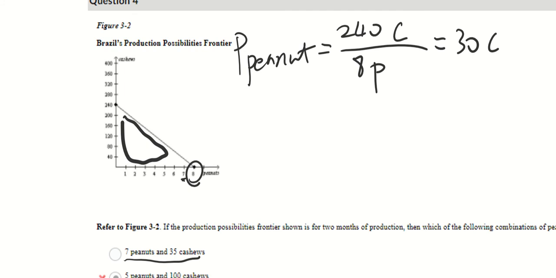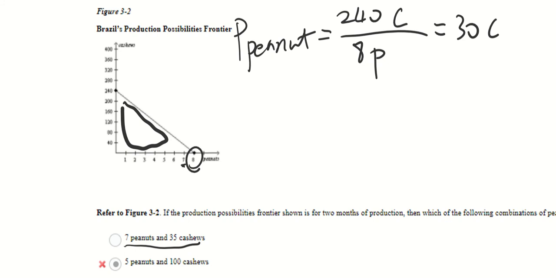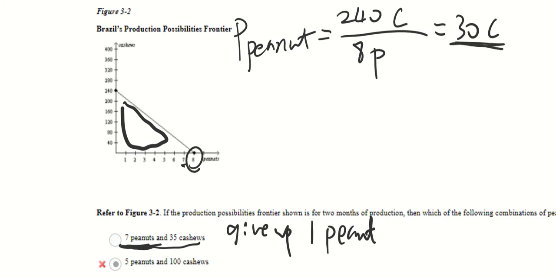Now, let's look at each one to see which of the combinations here is possible or not possible. So the country can produce a maximum of 8 peanuts. The first combination here is asking for 7, which means that we're giving up 1 peanut. And we said 1 peanut is equivalent to 30 cashew. That means if this country produces only 7 peanuts, they can also produce 30 cashew as well, right? But this is asking for 35 cashew, which is more than the 30 we can do, so that is impossible. Now let's look at the second one here.